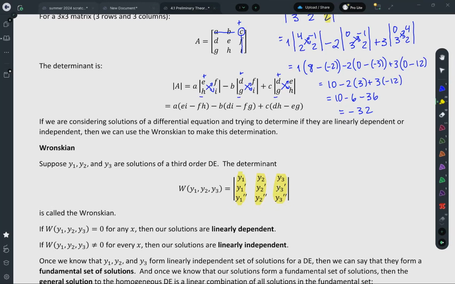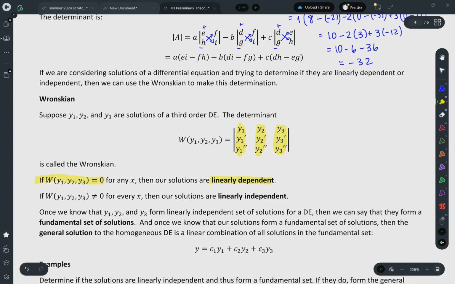If the Wronskian is equal to 0, then the solutions are linearly dependent. And I want to include here that this is for any x. So if there's one value of x that would make that Wronskian equal to 0, you've got dependence. If the Wronskian is not 0, and it has to be true for every x, then we have linearly independent solutions.